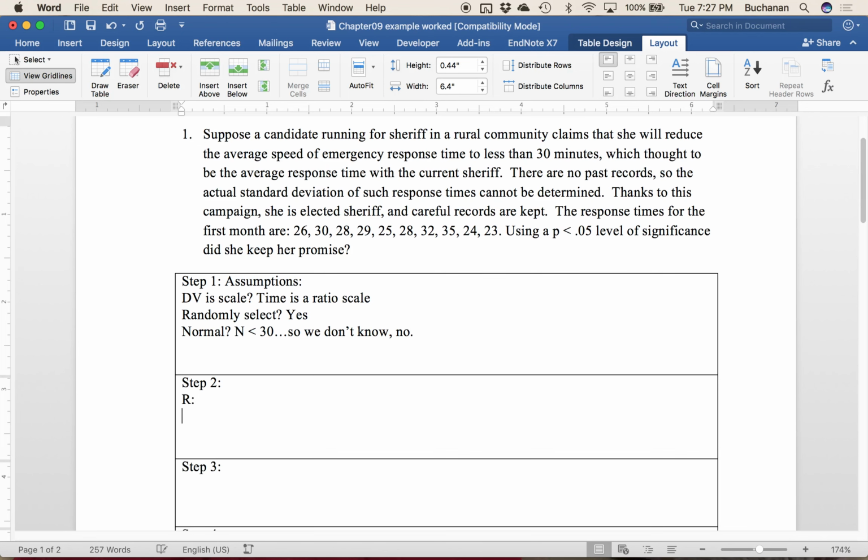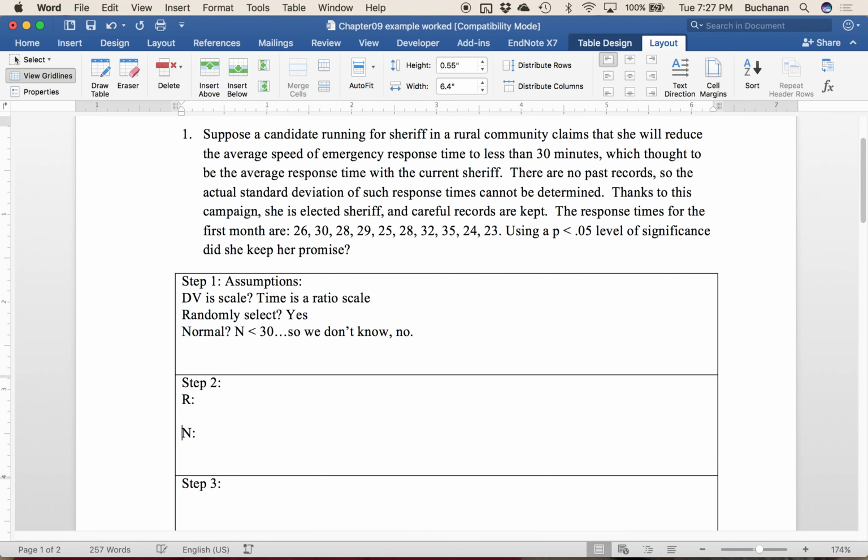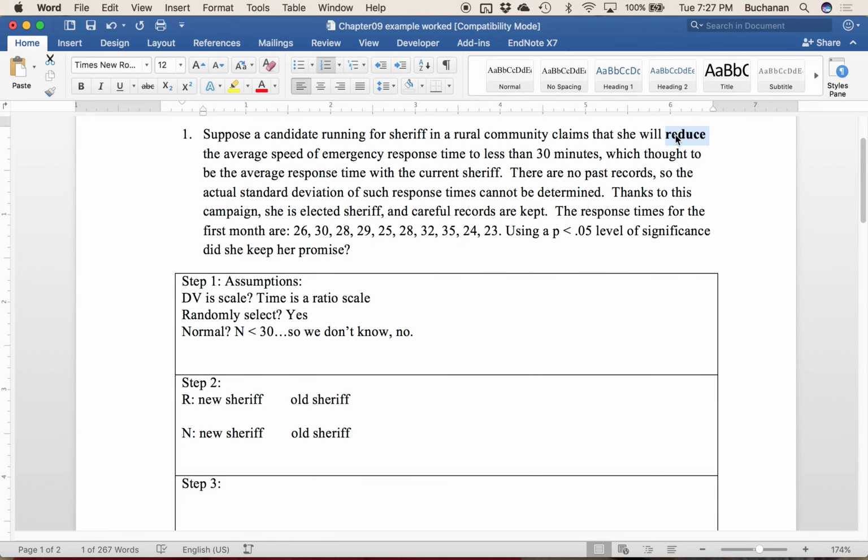In step 2 here, we're going to list our research and our null hypotheses. The research is who's the sample group. So this is the new sheriff, and we're going to compare them to the old sheriff. Simple enough. And what we're saying is that she's going to reduce the average response time. So this is going to be less than. The null is going to be greater than or equal to. Now remember this combination here. So don't do less than and just equal to, because then you don't know what happens when you have greater than. So the rules are less than and then greater than or equal to.